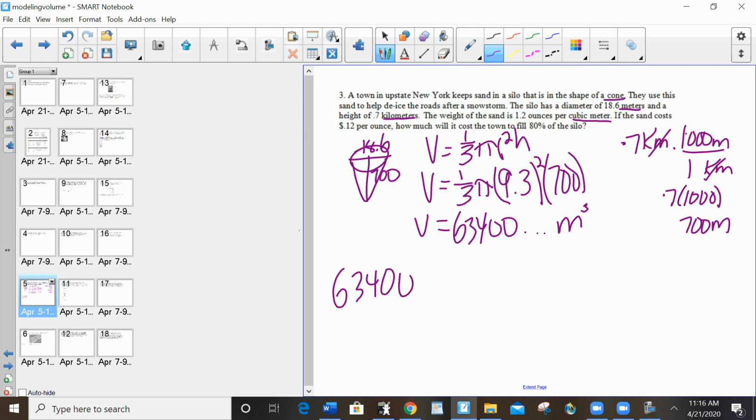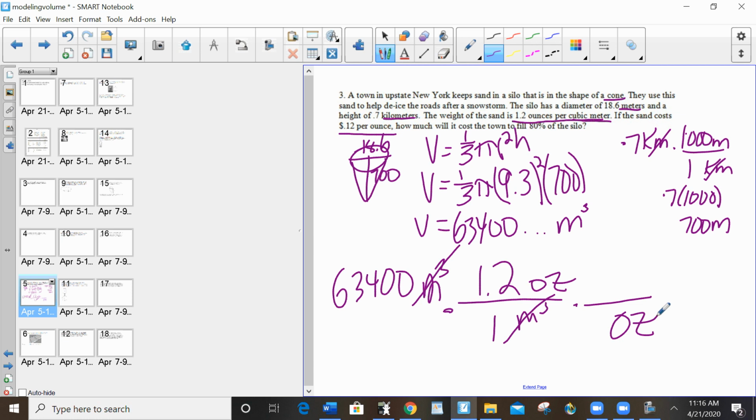I have 63,400 cubic meters. And now I'm looking for cubic meters, and I see it right here. 1.2 ounces per cubic meter. So cubic meter goes on bottom. Ounces goes on top. 1.2 ounces per cubic meter. Cubic meters are gone. Now I have ounces. I'm looking for ounces. I see it here, 12 cents per ounce. So ounce goes on bottom, money goes on top. 12 cents for 1 ounce. Ounces are gone. I have money. I want money. It's asking for cost. So now I'm done with my unit analysis.